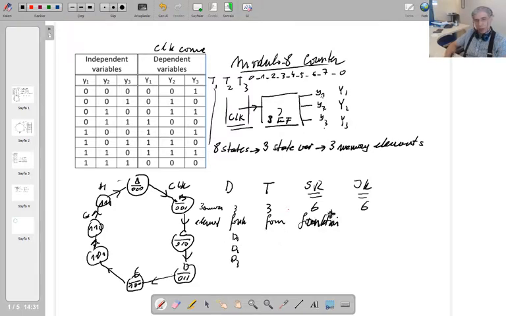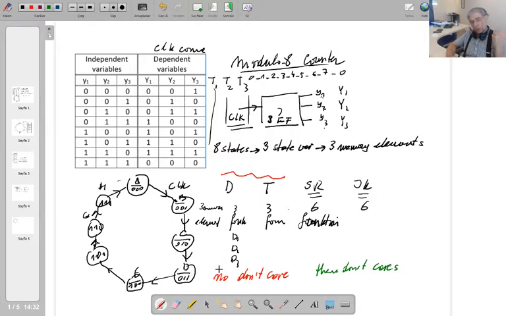So you might say, okay, since we've got 6 functions to realize here, don't use SR and JK type memory element, use D and T type memory element. This is not true, because if you examine the excitation table of D-type and T-type memory elements, you're going to see no don't cares at all. But if you examine SR or JK type memory element, you're going to see that in the excitation table there are don't cares.